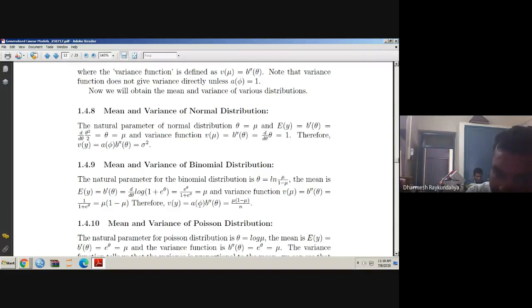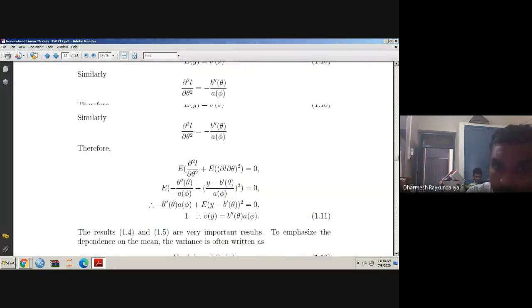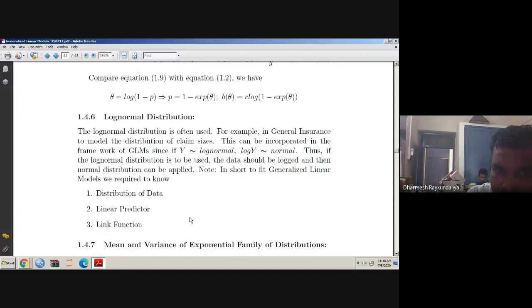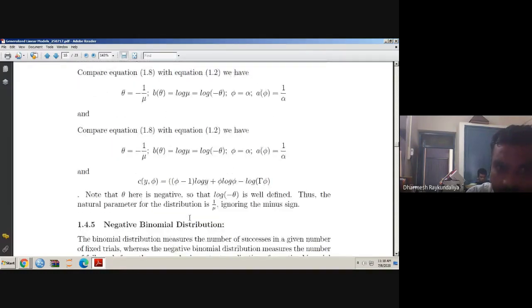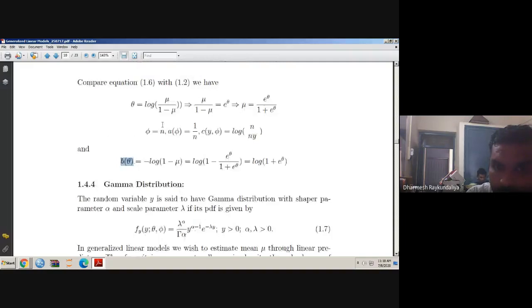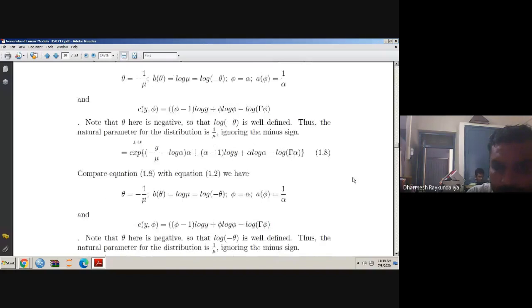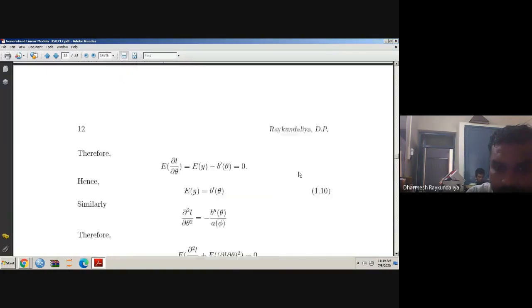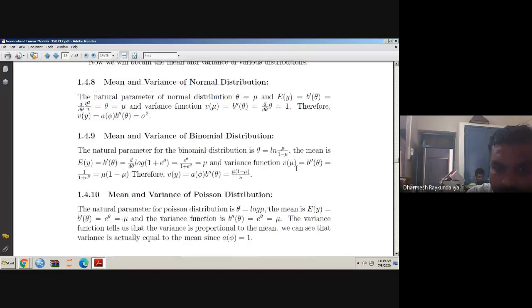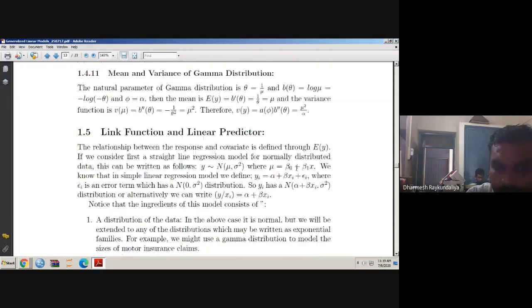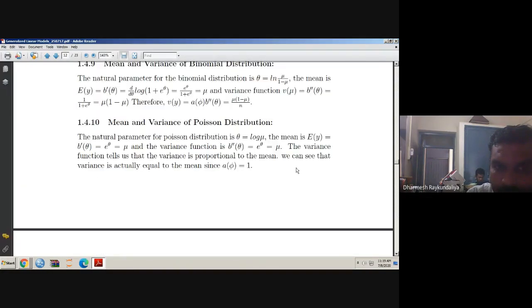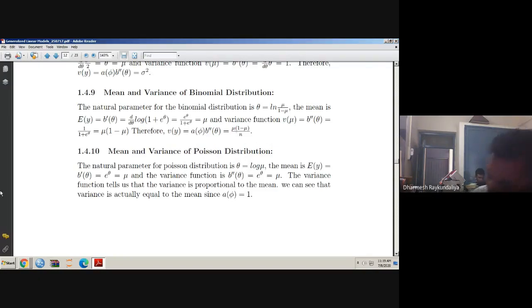Here mu is nothing but the probability of success. But what is a phi? A phi was 1 by n, if you remember the binomial distribution. Here I have written somewhere that a phi is equal to 1 by n. So what is the variance of the binomial distribution? Mu into 1 minus mu upon n. So have we identified the variance of the binomial distribution, or the binomial response, or the variance of the Bernoulli response?